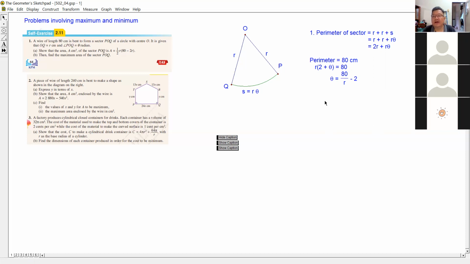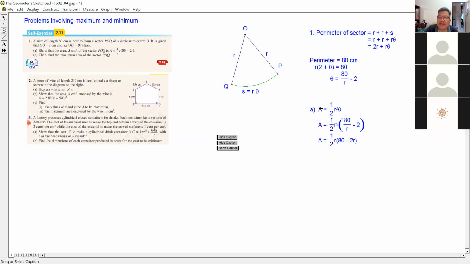Okay, so this is the value of theta. Next we proceed to find the area. Now if we can find the area, that means we can prove this formula. We can prove this formula: A equals half r bracket 80 minus 2r. So we're trying to prove that formula.